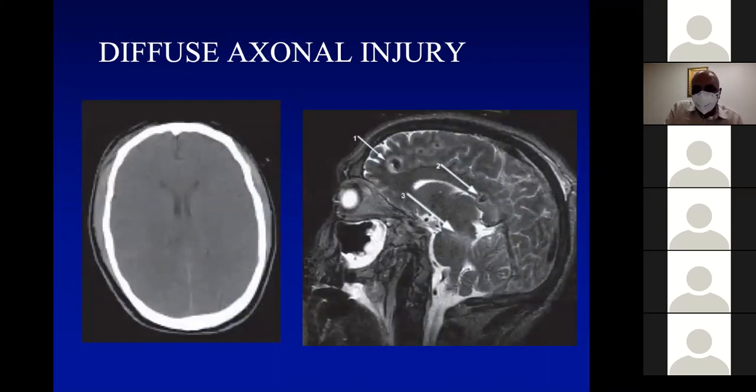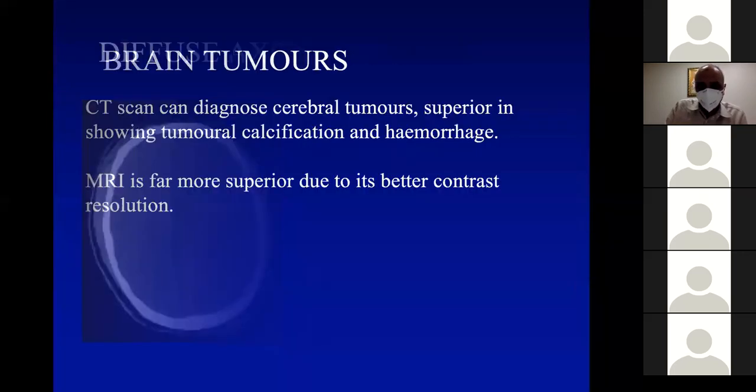Diffuse axonal injury. Now, this is a patient, this is the CT. You could see that there is a loss of the gray and white matter differentiation. You could hardly make out a difference between the cortex and the deep white matter on these images, whereas on MRI, you could easily identify small areas of abnormality, and this is indicating again in the region of corpus callosum, anterior to the corpus callosum, and it indicates diffuse axonal injury.